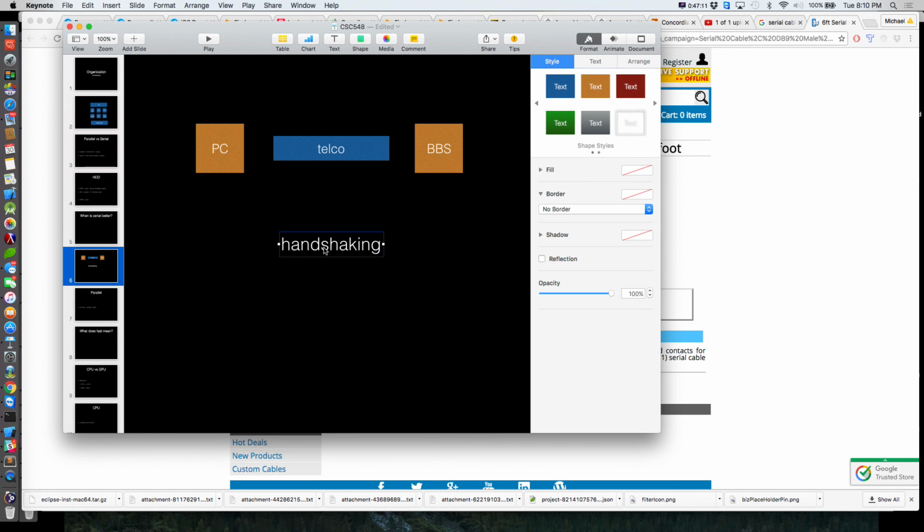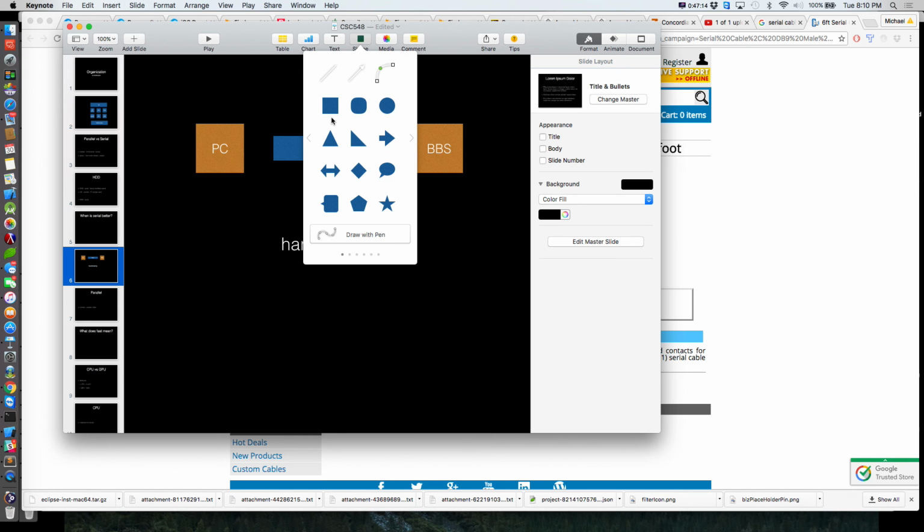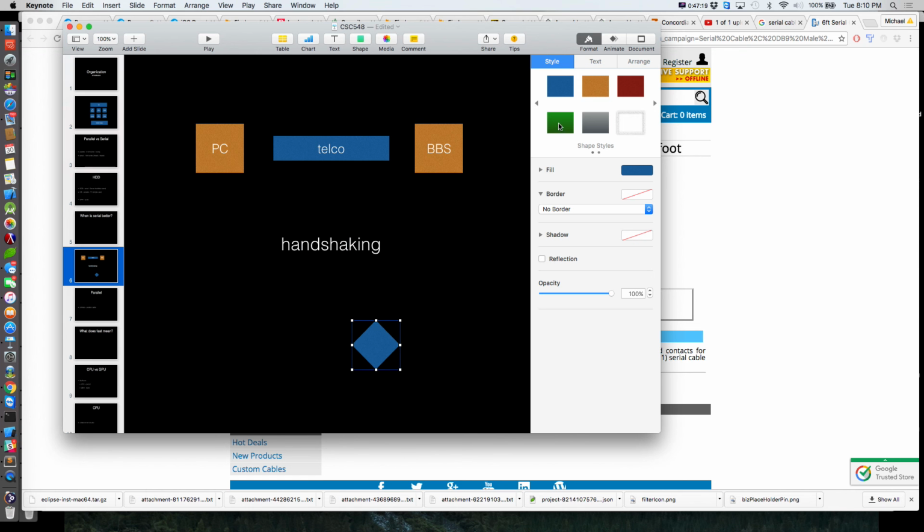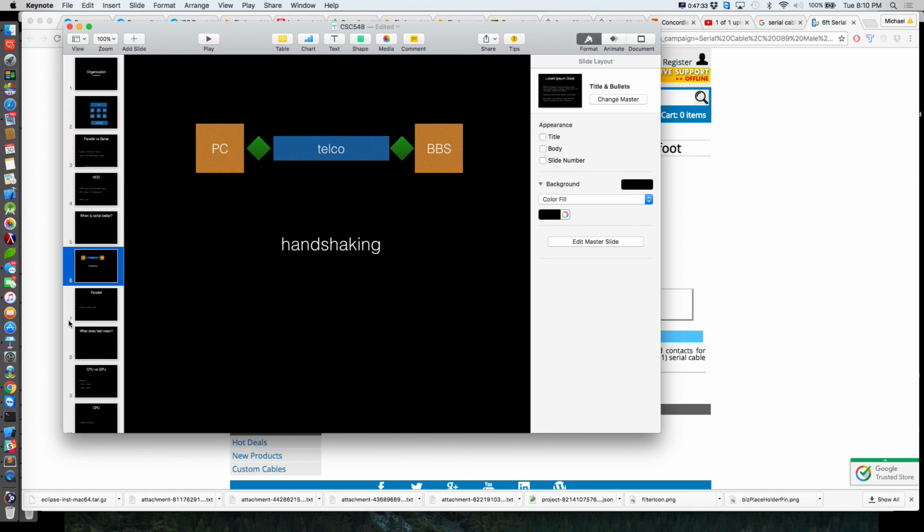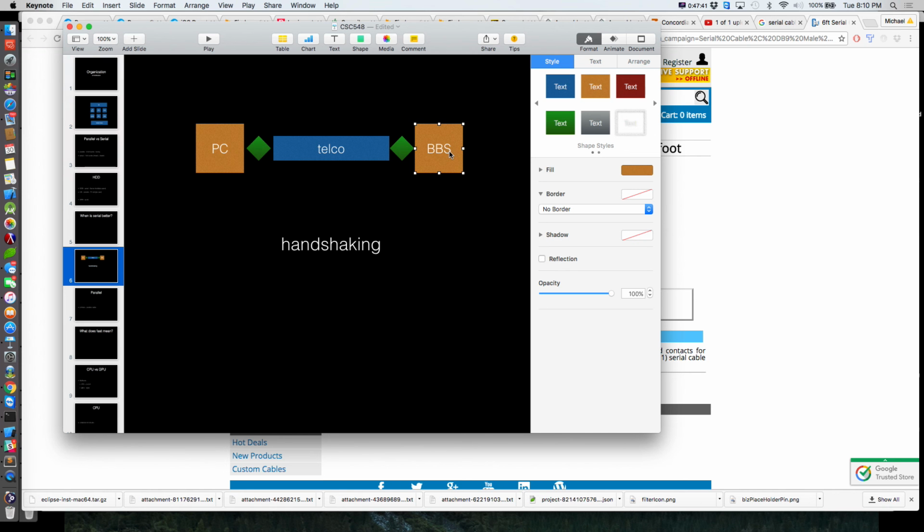We've gotta put our modems in here. So these are going to be our modems. Modems are going to be green here. All right, so those are our modems. When we connect with our PC using our modem across this telephone line to our bulletin board system, to one of their modems, and we hear all that beeping, we're having handshaking. The beeping is handshaking. It's a synonym.